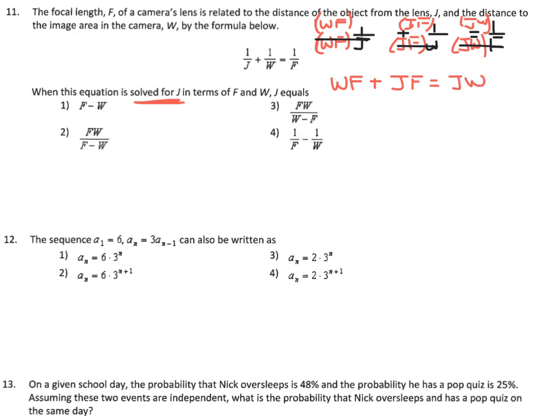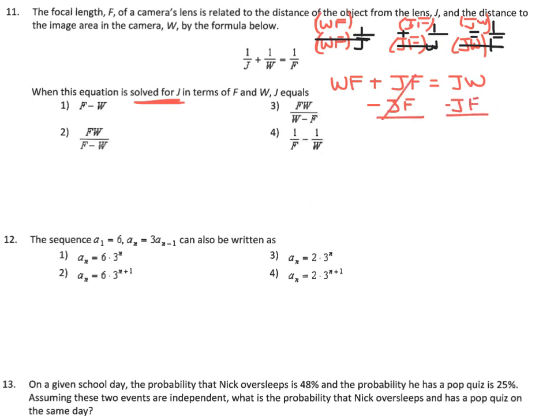Alright, so if we remember, what we need to do is solve for j. So if we want to solve for j, we have a j here and a j here. We need to get them on the same side of the equation. Alright, so I'm going to move this term to the right-hand side of the equation, just so that I don't have to worry about moving this too. So I'm just going to subtract jf from both sides of the equation.